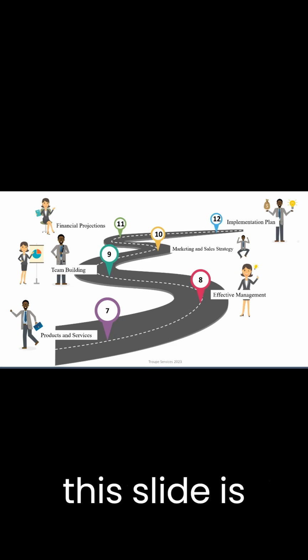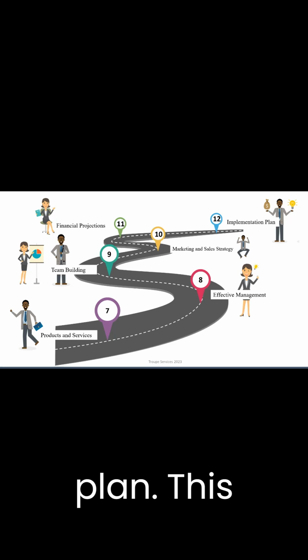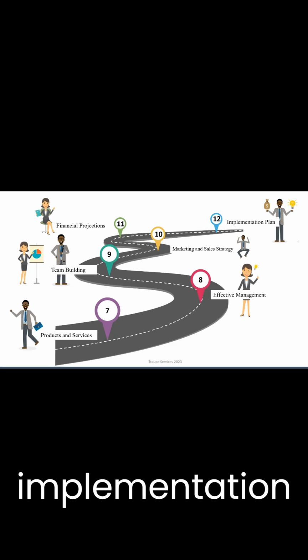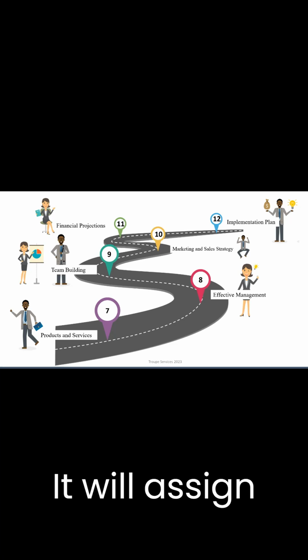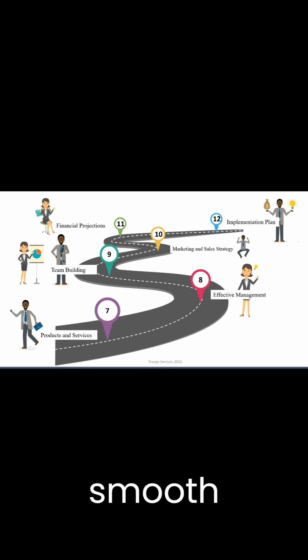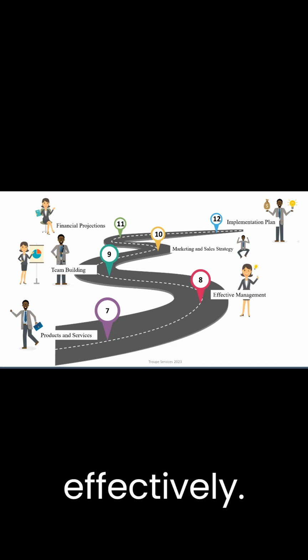Our last step on this slide is step number 12, which is implementation plan. This will create a comprehensive timeline and set milestones for the implementation of your business plan. It will assign responsibilities to team members and clarify roles to ensure a smooth execution, and also build the steps to launch and scale your business effectively.